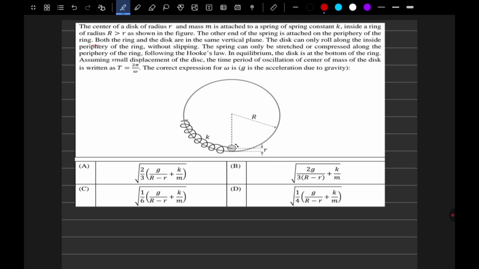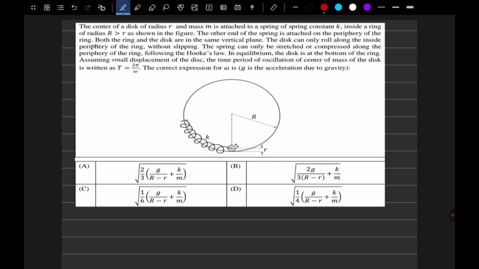It says that the center of a disk of radius small r and mass small m is attached to a spring of spring constant k inside a ring of radius capital R greater than small r, as shown in the figure. The other end of the spring is attached on the periphery of the ring. Both the ring and the disk are in the same vertical plane. The disk can only roll along the inside periphery of the ring without slipping. The spring can only be stretched or compressed along the periphery of the ring following Hooke's law. In equilibrium, the disk is at the bottom of the ring.